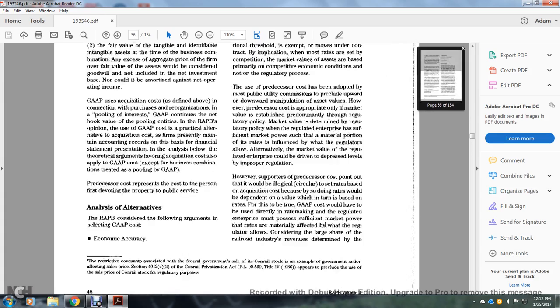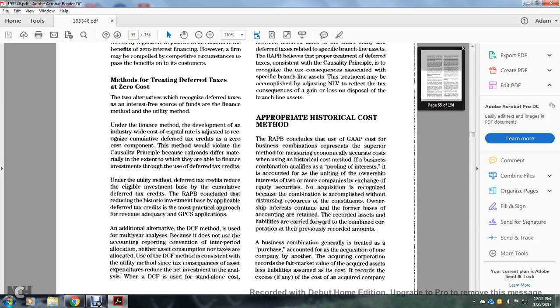All right, this is actually quite a long one. Appropriate historical cost method. The Railroad Accounting Principles Board concludes that generally accepted accounting principles cost for the business combination represents the superior method of measuring the economically accurate cost.